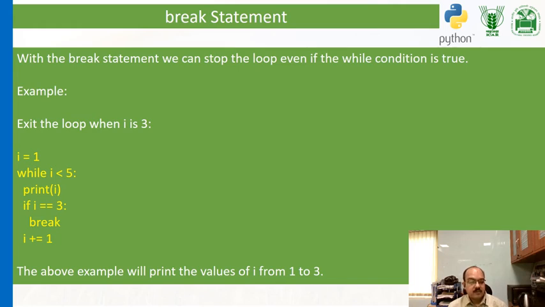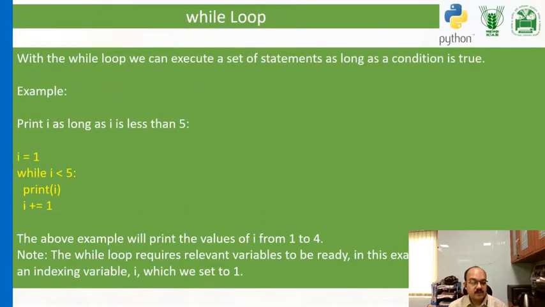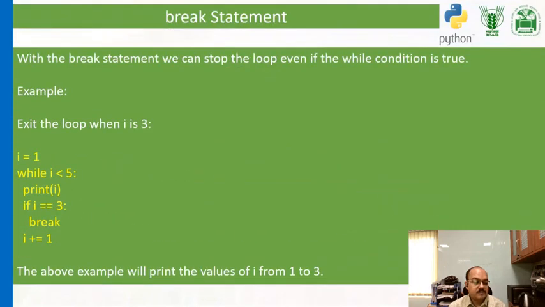So one thing we must remember: in the case of a while loop, we need to initialize the value of the indexing variable. Like in this particular example, we need to define this indexing variable i, and we have set its value as 1. Same here also, we have set the value of the indexing variable as 1. That means we need to initialize it. So let us now run this particular example in Google Colab.